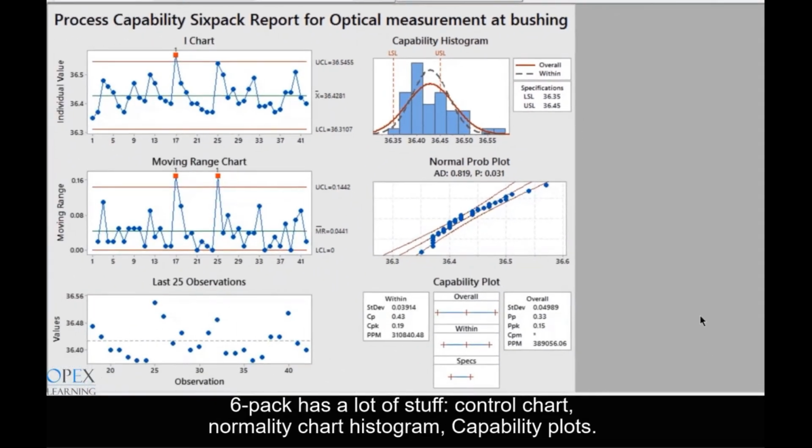6-pack has a lot of stuff: control chart, normality chart, histogram, capability plots.